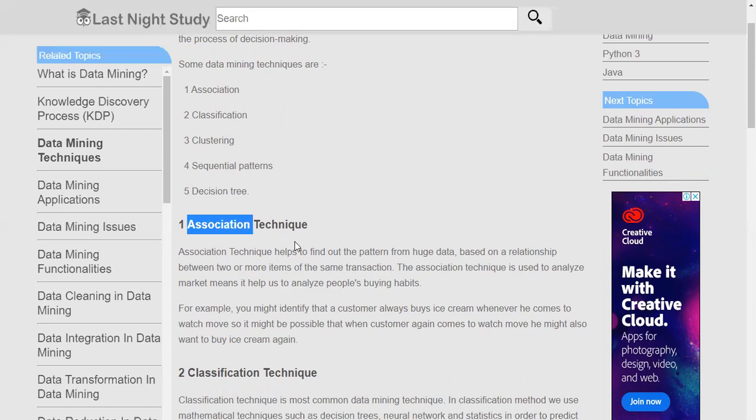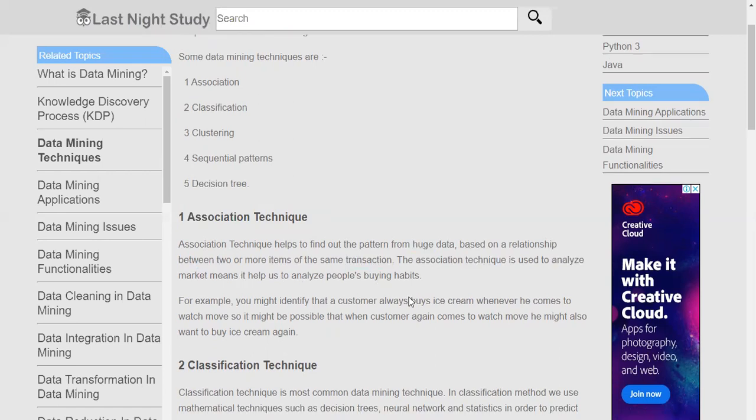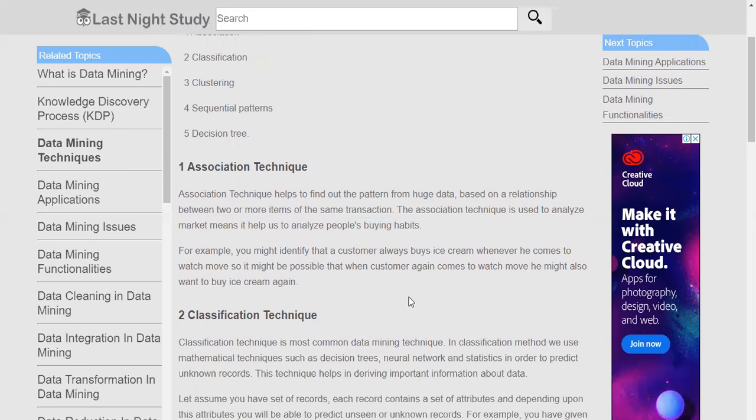So associative rule, you already know about from statistics. It is nothing but the relationship between the data sets. So association techniques help to find out the pattern from huge data based on the relationship between two or more items of the same transaction. The association technique is used to analyze market basket. It helps to analyze people's buying habits. Now, it's not always about people's buying habits. Association rules can be about anything, even about a student-teacher relationship.